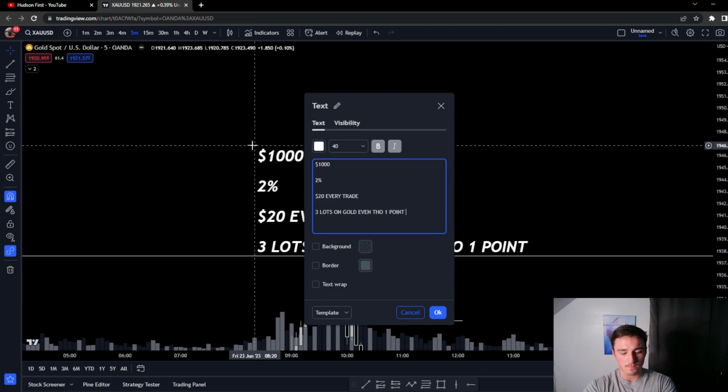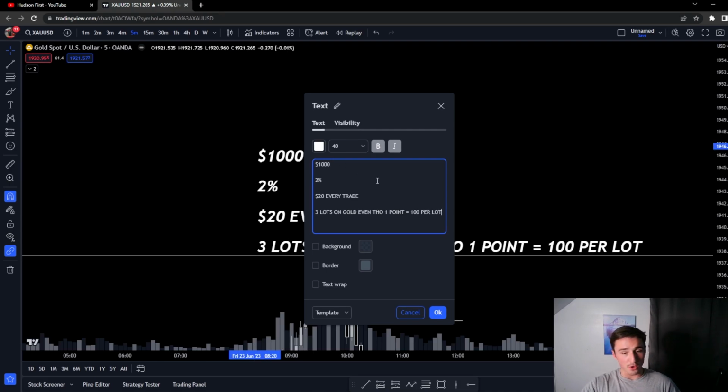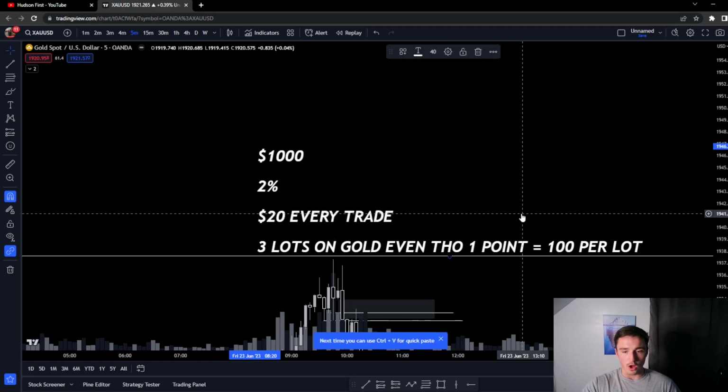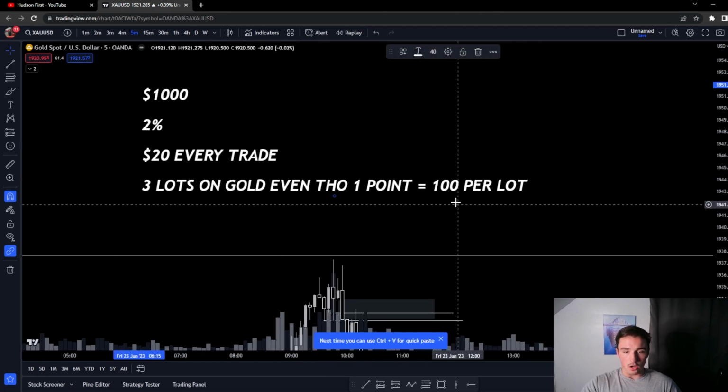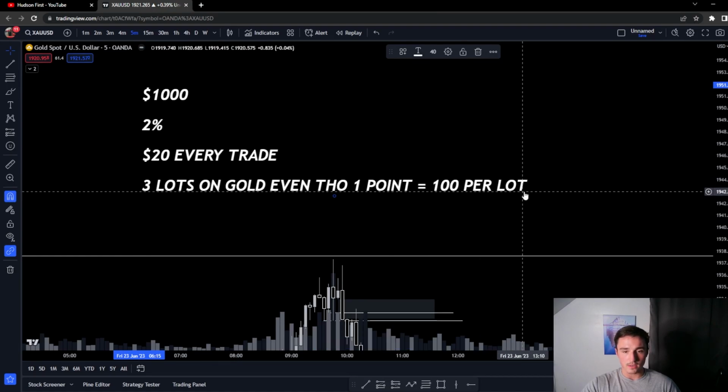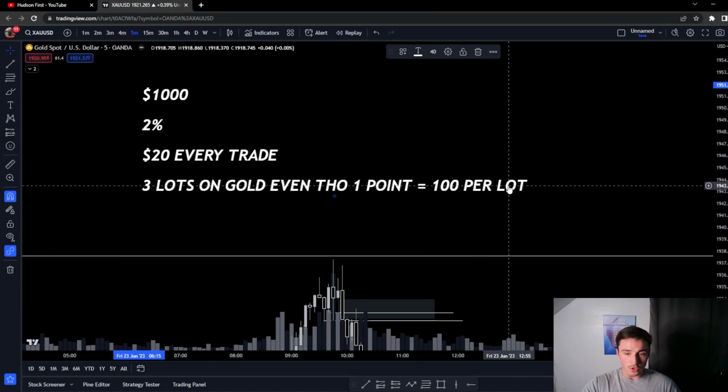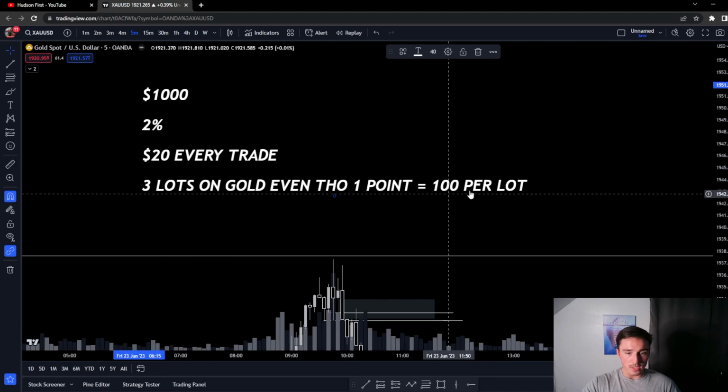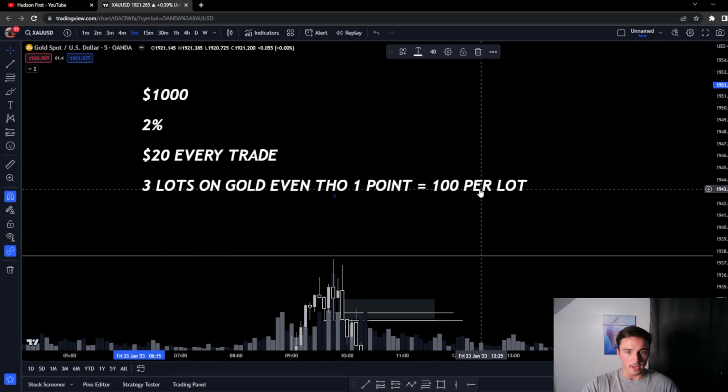So why would you say, let's go with 3 lots on gold, even though 1 point equals $100 per lot? Why would you do that? If you're looking to risk $20 per trade and you want to take 3 lots on gold, even though every single point is $100 per lot. So not only is gold $100 per point, $100 per lot, so this is $300 per point.